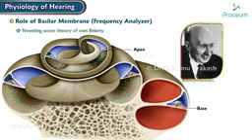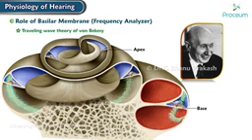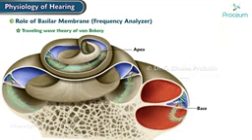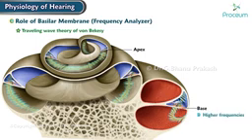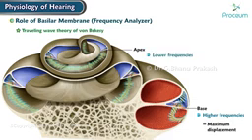Traveling wave theory of von Békésy. According to the traveling wave theory, when sound waves enter the cochlea, they create a traveling wave that moves along the basilar membrane from the base of the cochlea, near the oval window, to the apex of the cochlea. The wave peaks at a specific location along the basilar membrane that corresponds to the frequency of the sound wave, with higher frequencies causing maximum displacement near the base of the cochlea and lower frequencies causing maximum displacement near the apex.